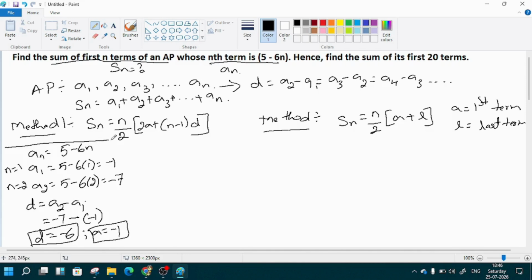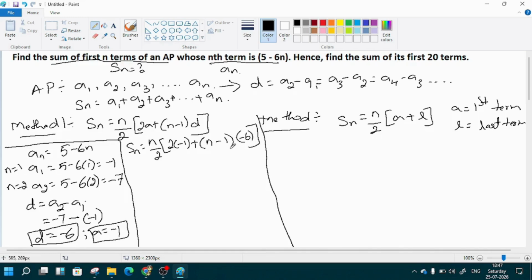This is the part which you need to solve before going to the formula. Now we'll see how method 1 and 2 give the same answer. In method 1, I'm going to substitute the a value and d value here. So Sn equals n by 2 into a value, which was -1, plus, again I don't know the n value, n minus 1 into d value, which was -6.